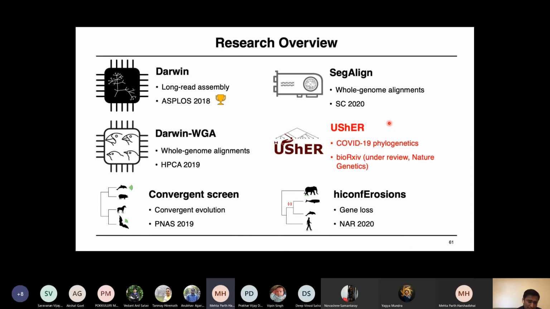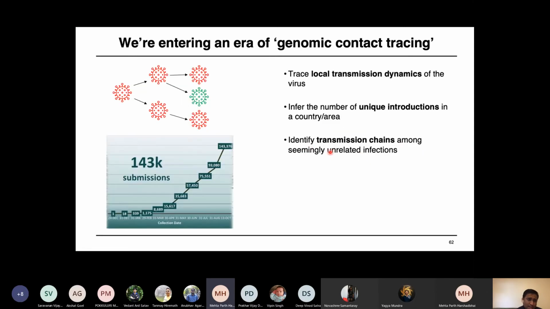Now with that, I'm actually going to cover Usher, which is one of my most recent works. We've released the bioRxiv preprint earlier this month, and it's currently under review in Nature Genetics. But it deals with COVID-19 phylogenetics, and I think some of you might actually find it interesting.